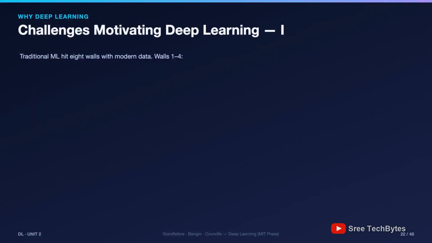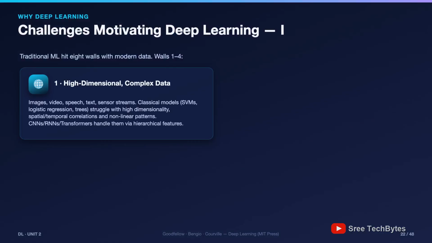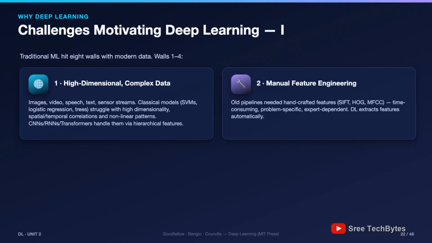Before we build our neural network, one final question for Part 1: why did the world move to deep learning at all? 8 challenges broke traditional machine learning. Here are the first 4. 1. High-dimensional, complex data: images, video, speech, text. Classical models, SVMs, logistic regression, decision trees, struggle with the dimensionality and the tangled non-linear patterns. Deep networks handle them through hierarchical features.